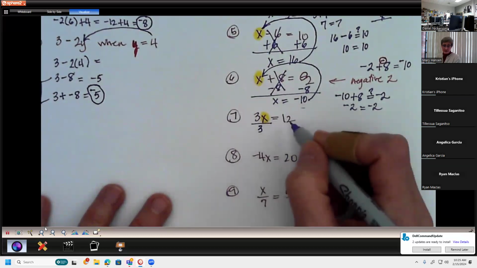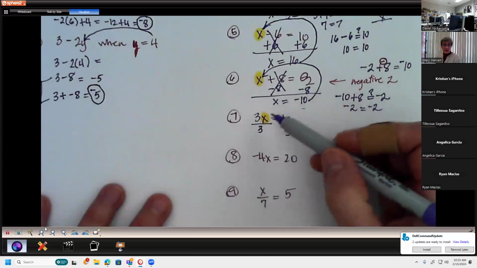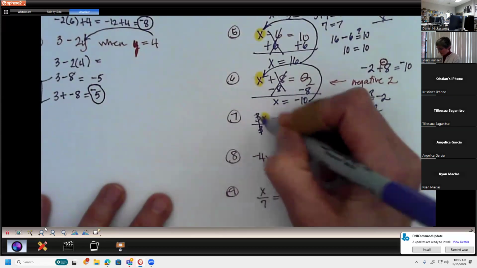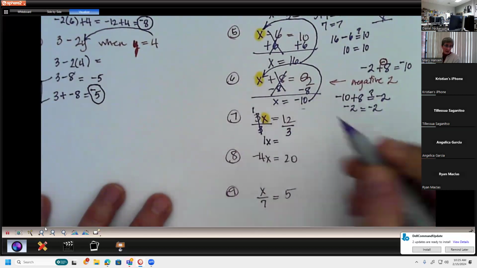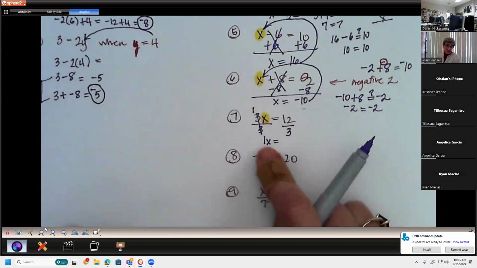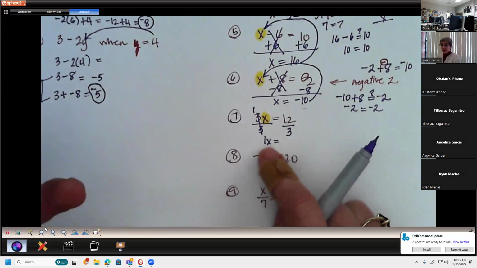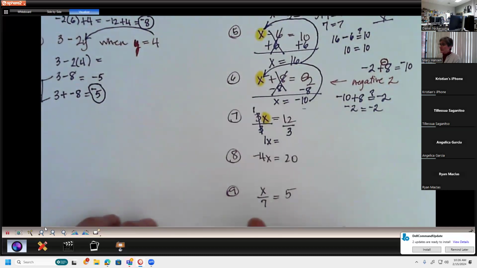And so if I want to get rid of the 3, I'm going to divide by 3. Whatever I do on the left, I do on the right. The reason this works is 3 divided by 3 is 1. And so I'm left with 1x, and 1x is the same as just x. You can write it either way. If I say I have an apple in my lunch, you know I have 1 apple, even though I didn't tell you I had 1. And so x is the same as 1x.